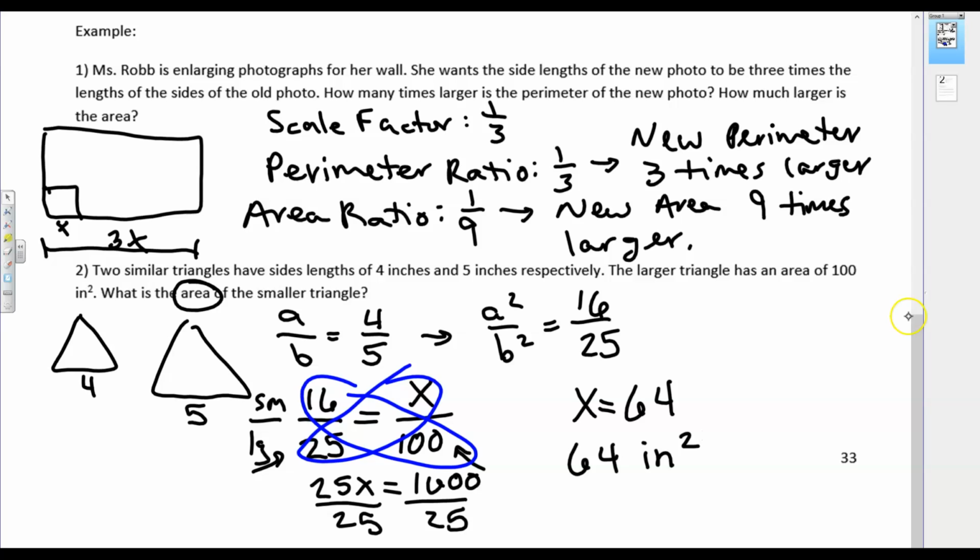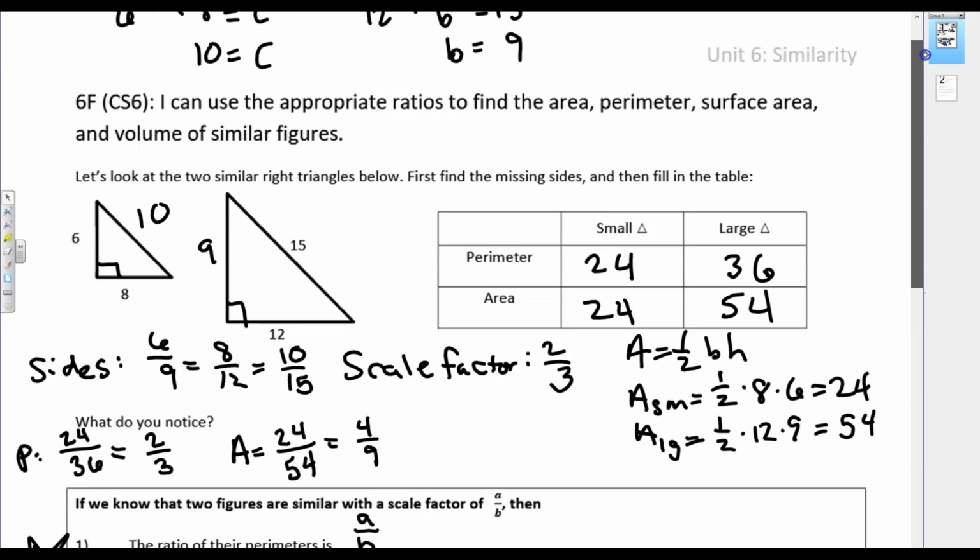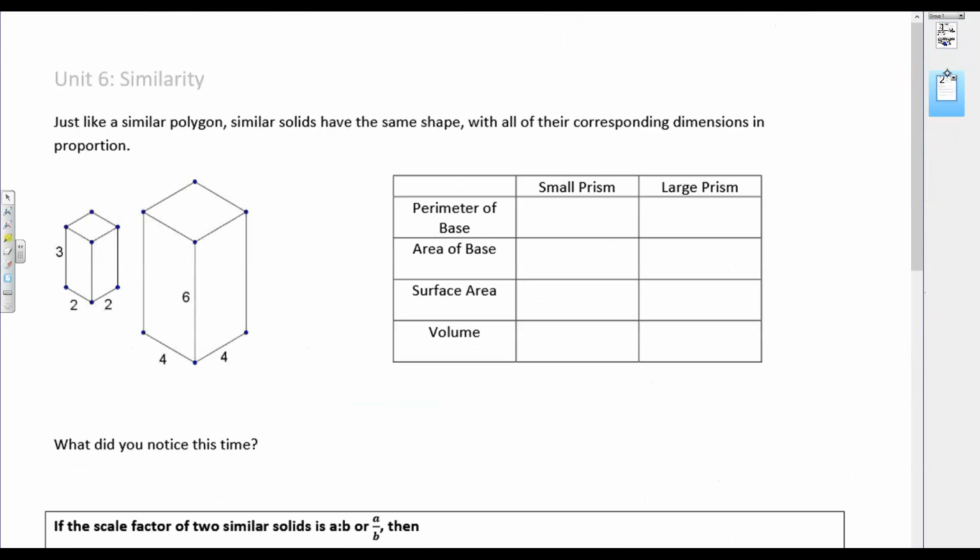All right, so that's two-dimension similar areas and perimeters. Let's look at three dimensions. So in this picture here, I've got two square prisms, okay?